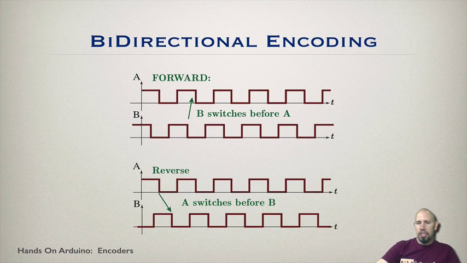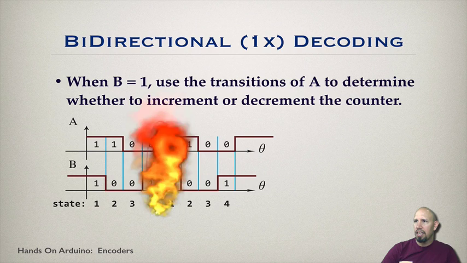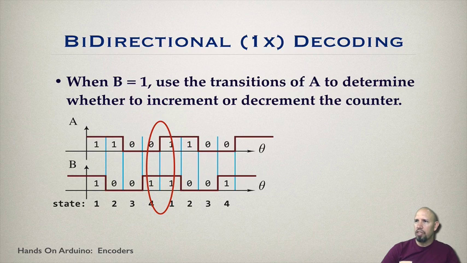Okay, well, let's get specific now. Let's talk about 1x decoding. So now we've got a set of signals and we want to decode. Well, we have all this information. In order to do decoding, actually we end up throwing away a lot of information. Okay, because again, we only want to check one. We want to check what's happening each time the pulse changes. So we set it up basically so that when B is 1, we're going to look at the transitions of A. Okay, so we're going to focus on that transition.